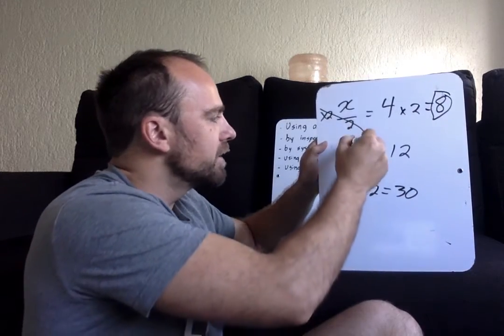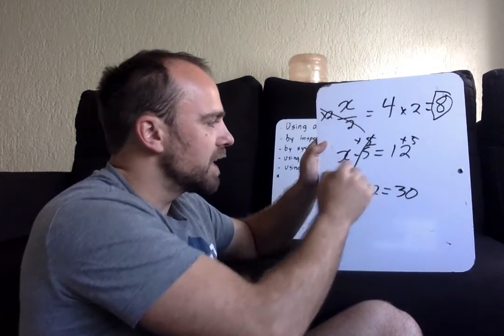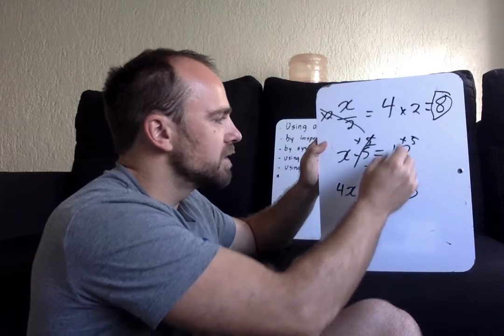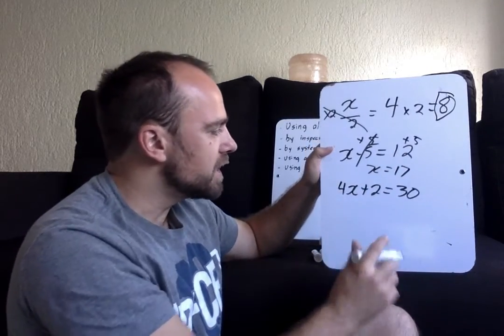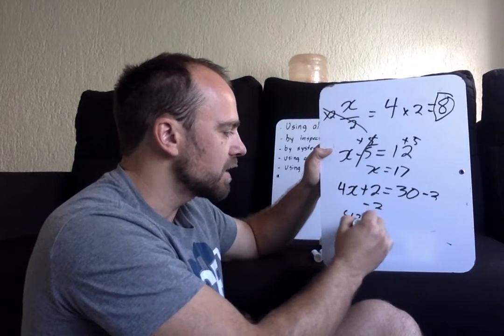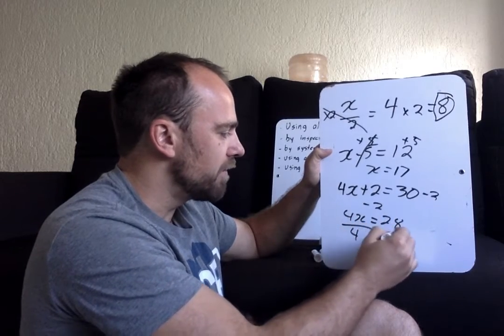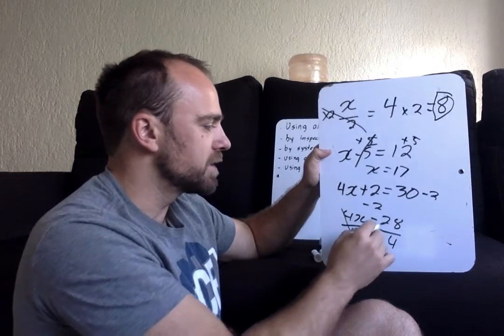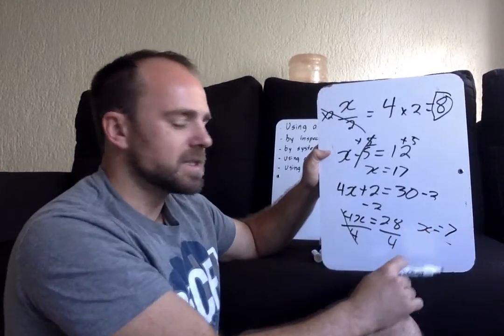Okay? Here I need to go plus 5, plus 5. So these cancel each other out. My x is going to equal 17. Okay? For this last one, I'm going to subtract 2 from both sides. So I have 4x equals 28. Now I divide both sides by 4 to get the opposite operation. Now I have x equals 7.